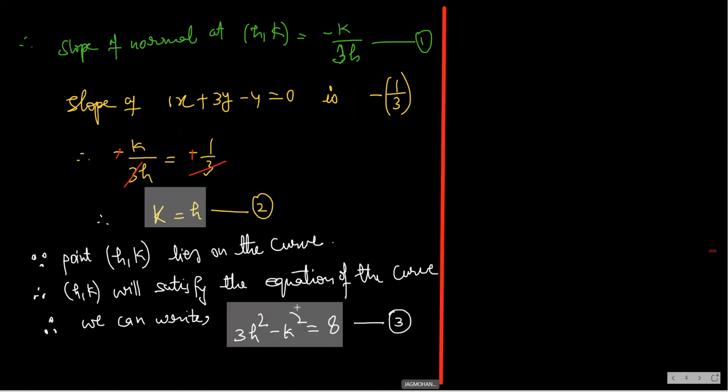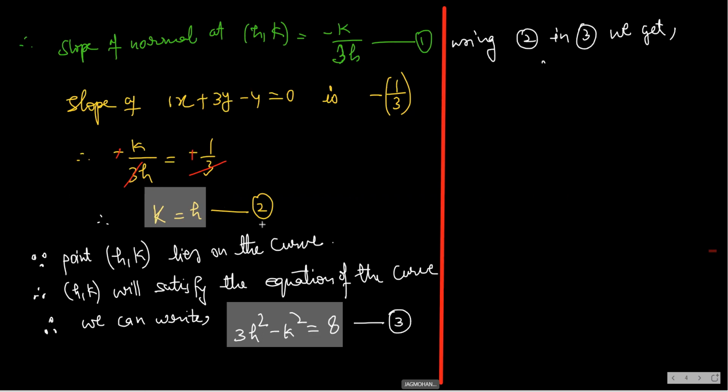Therefore we can write, see, in the equation of the curve, where I have x, I will write h, and where I have y, I'll write k. So the equation of the curve was 3x square minus y square equals to 8. It will look like 3h square minus k square equals to 8. Now I have two equations to be solved. I've got two independent equations in h and k. One equation is here 2, which has k equals to h for me, and this is the third equation.